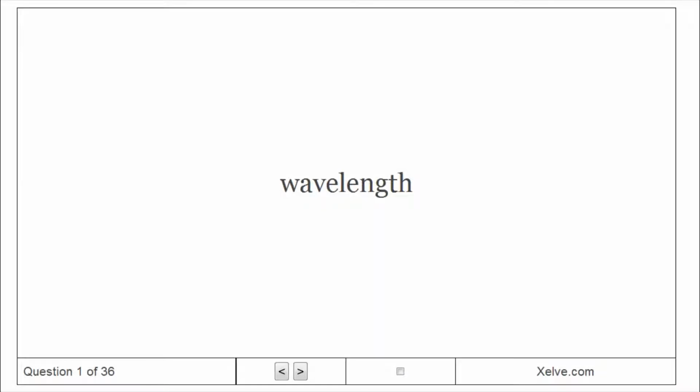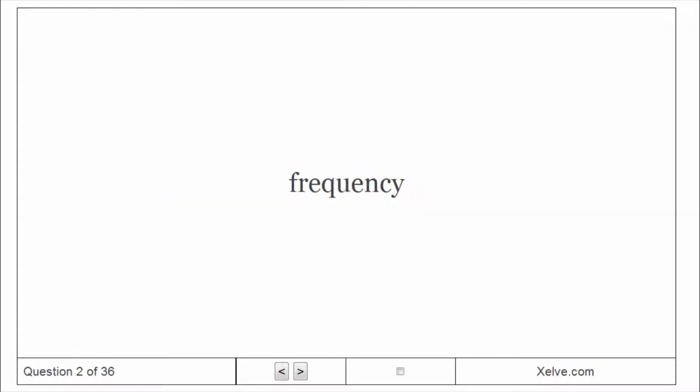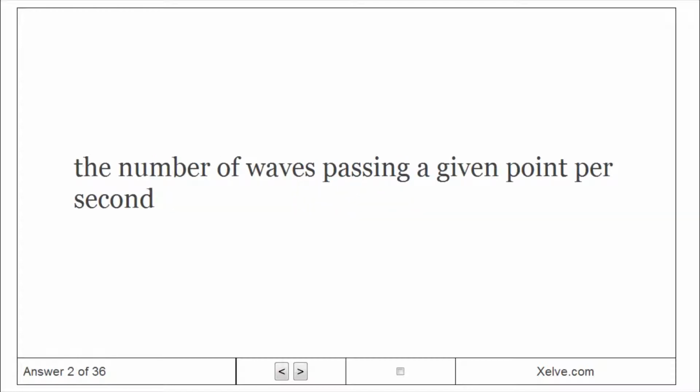Wavelength. The distance between a point on a wave and the identical point on the next wave. Frequency. The number of waves passing a given point per second.